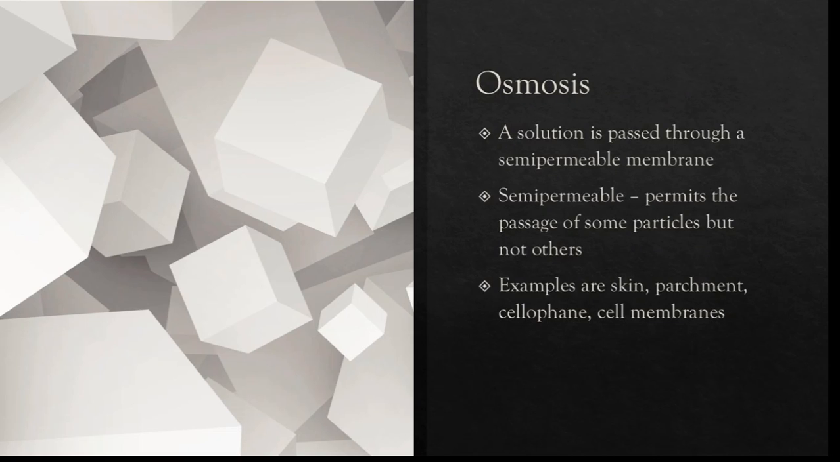Osmosis is when you have a solution that passes through a semi-permeable membrane. You may remember this from biology, where we talked about cell membranes and how they're semi-permeable, so they let some things through and not others. Examples are cell membranes, your skin, and things like parchment and cellophane wrap.